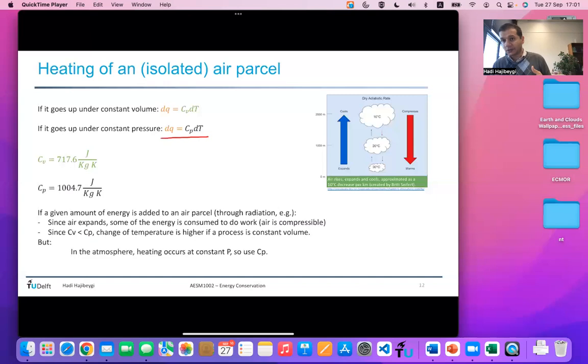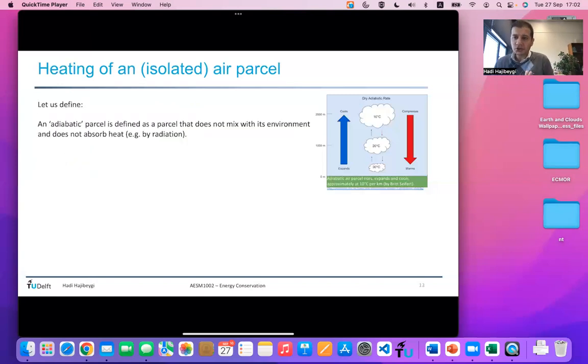consequence of the heat added to it or released from it would be to change the temperature through a constant pressure process. Okay, and the Cp is around 1,004.7 if you want to be clear. If you want to have an estimate of it for air, you would just get it around 1,000 joules per kilogram Kelvin. Okay, now let's see.